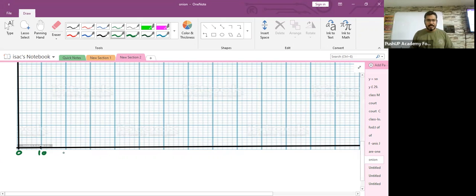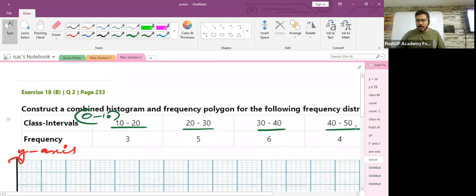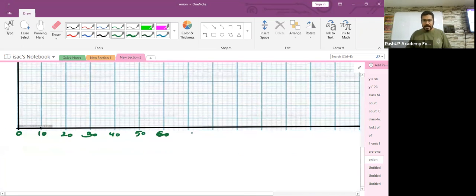Okay. The next class interval is what? 10 to 20. After that, 20 to 30. After that, 30 to 40. After that, 40 to 50. And then 50 to 60. Till which class interval we have to go? Oh, all right. Only till 50 to 60, isn't it? Okay. So I'll take one extra, 60 to 70.